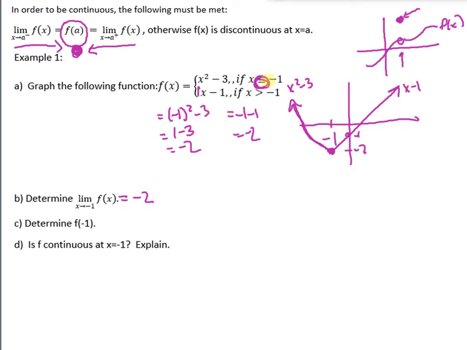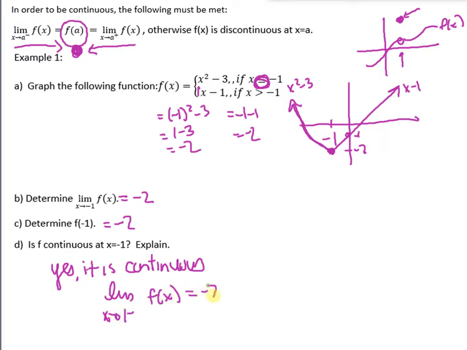We have to consider this one right here because it includes negative 1. That's also negative 2. So therefore, is f continuous at x equals negative 1? Explain. Yes, it is continuous. And the way you have to explain is the limit as x approaches 1 from the negative side equals negative 2, and that equals the limit as x approaches 1 from the positive side of f of x. And that's it.